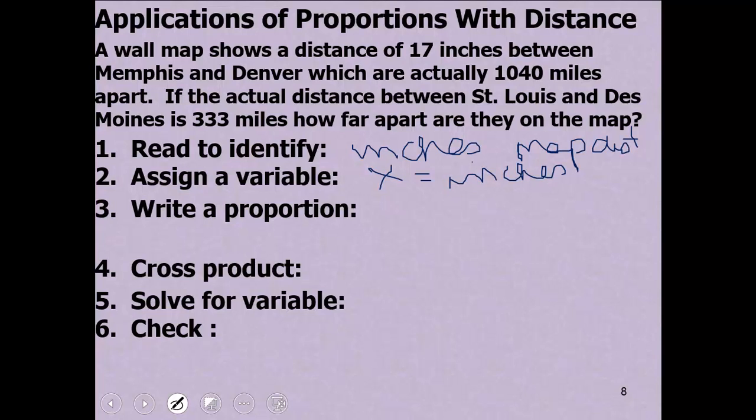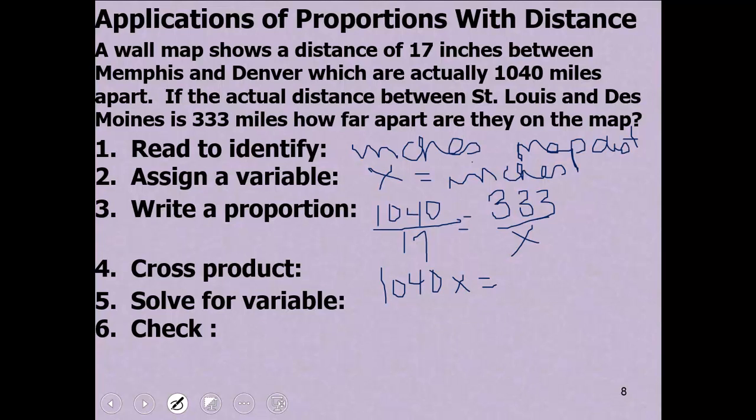Write a proportion. So I have miles over inches has to equal miles over inches, and then we just cross multiply. 1040x is equal to 5661, and then divide 5661 by 1040. And so our inches are going to be 5.44 inches.